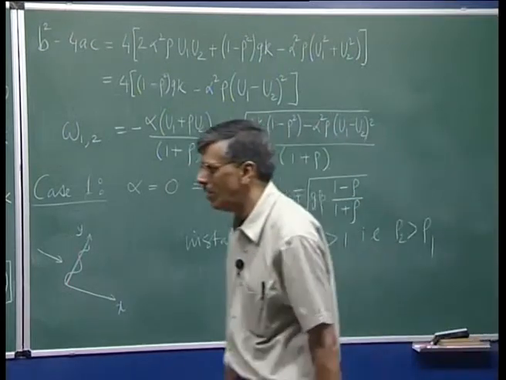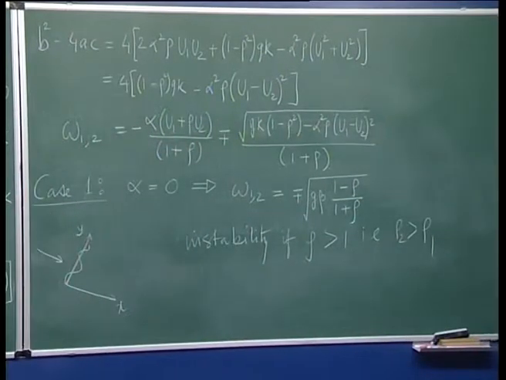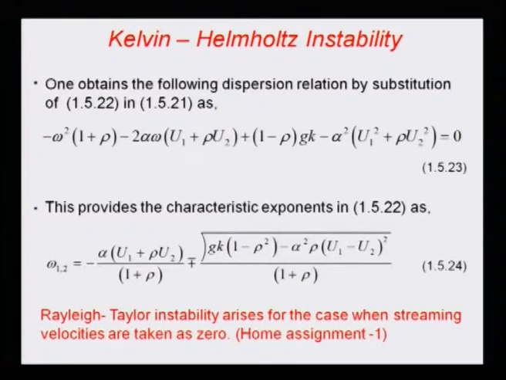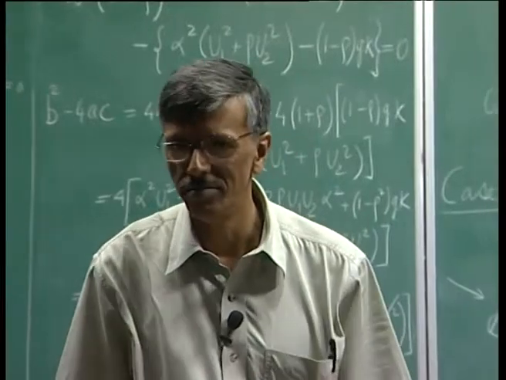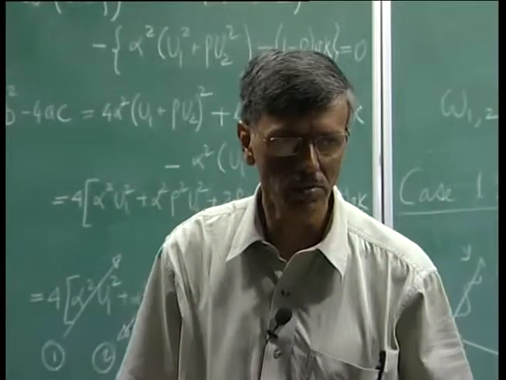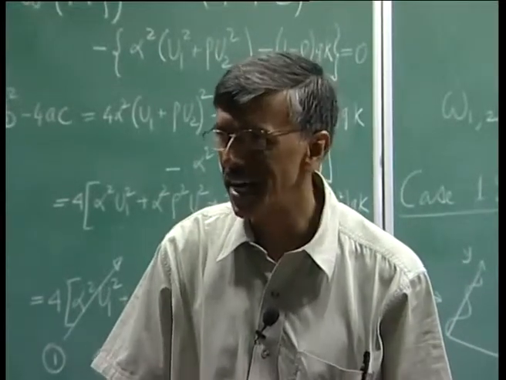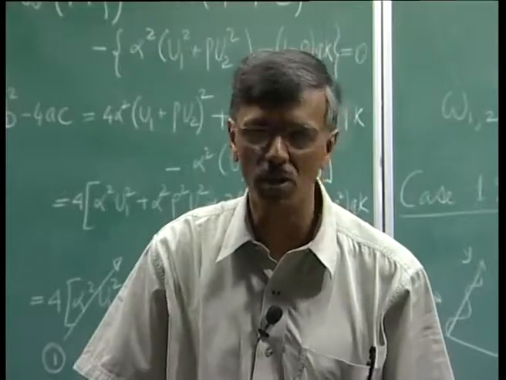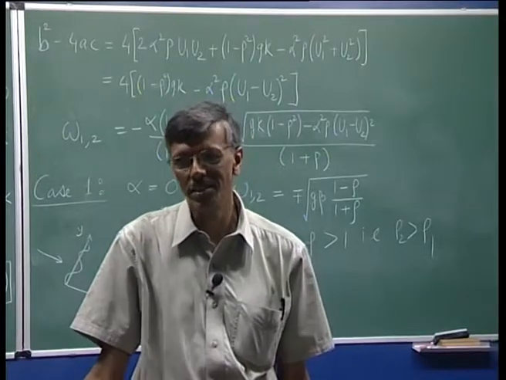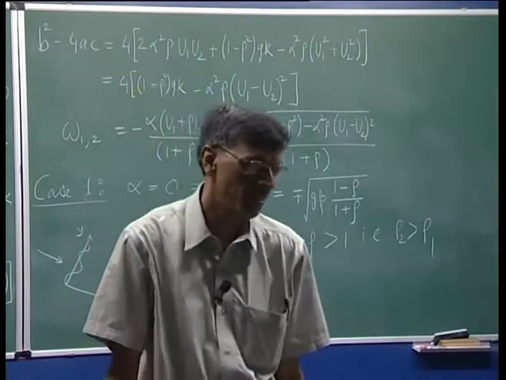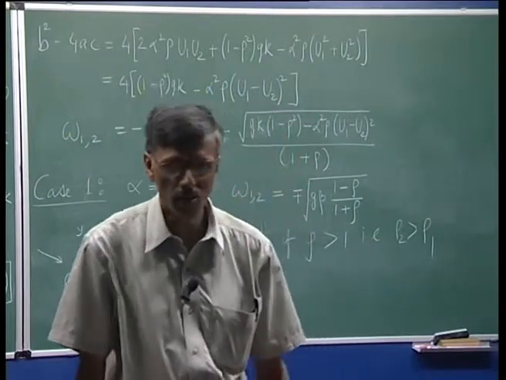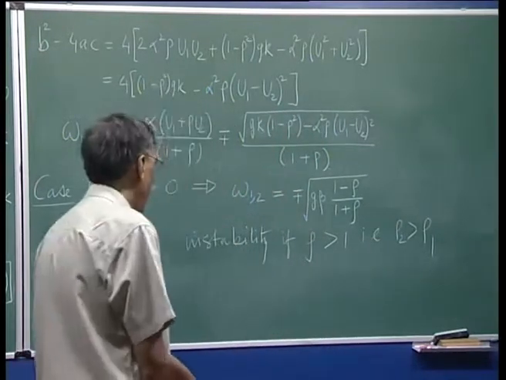So, I want you to really go ahead and do it as a home assignment and submit it. That is going to be your first home assignment. You study Rayleigh-Taylor instability from first principles, the way we have derived all this. You can write down the same set of logic and argument, except that your u 1 and u 2 are equal to 0. It is a much simpler case. So, we will get to practice what we have been talking about.